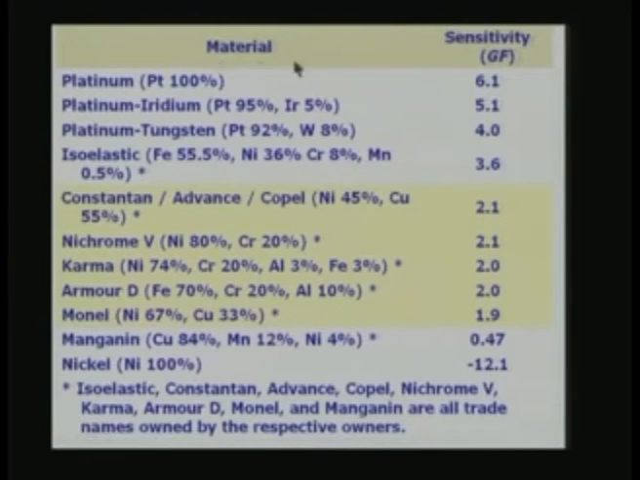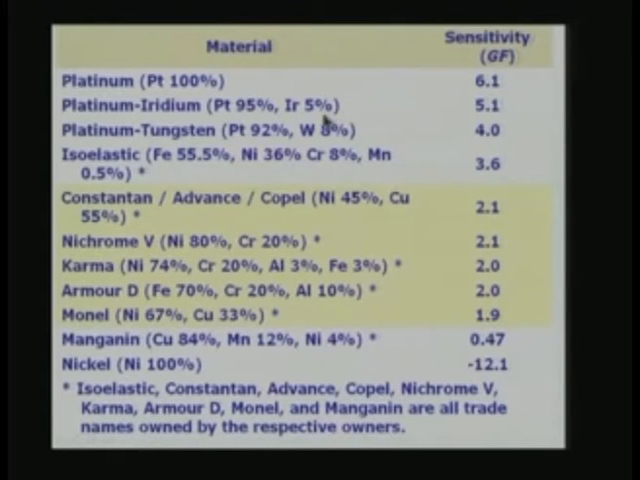Now, let us look at some of the materials which are used in practice, given in the form of a small table. I have taken it from the omega.com website, where this particular table is available. Platinum, for example, 100% platinum, has a sensitivity or gauge factor of 6.1, which is not equal to 2, but much larger. Platinum iridium is 95% platinum, 5% iridium. Some of these materials were also candidates used in thermocouple manufacturing, so they are also used in other sensors. That is the common feature between some of these materials.